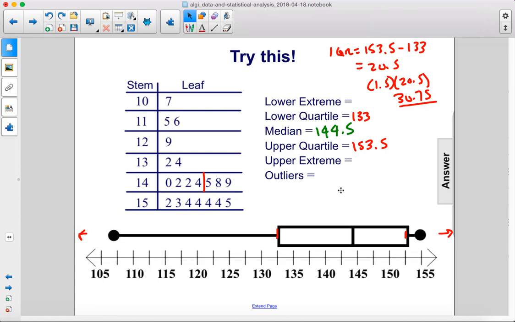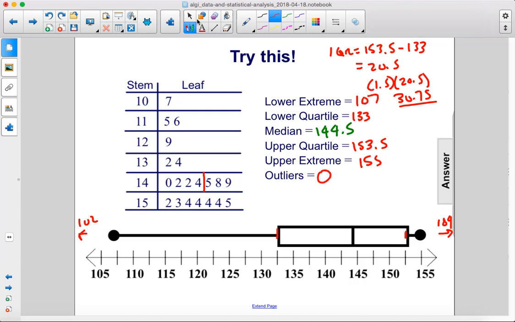We draw our box and whisker plot. We have our median at 144.5. We have our upper extreme, which is 155, which is in the limits because the upper limit is 184. Our lower limit is 102. And we have our lower extreme, which is 107, and that is above 102, which is our lower limit. So there are no outliers here.